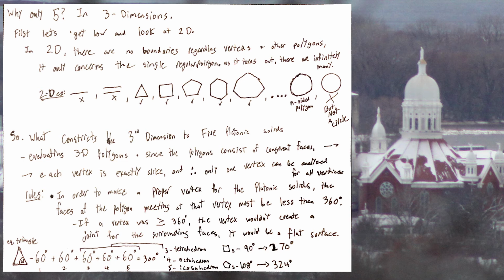For squares in sequence of 90 degrees, you can get up to 270 degrees, but 90 more than that is 360 and creates a flat surface. And the same thing with pentagons. Each angle is 108 degrees, and you can only get up to 324 degrees without going over 360. So again, why are there only 5 Platonic solids?